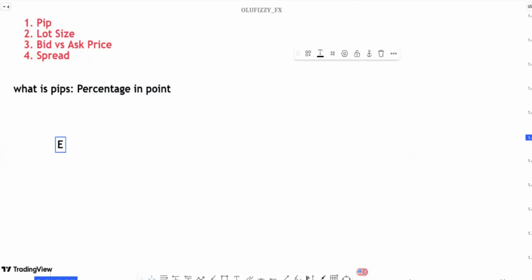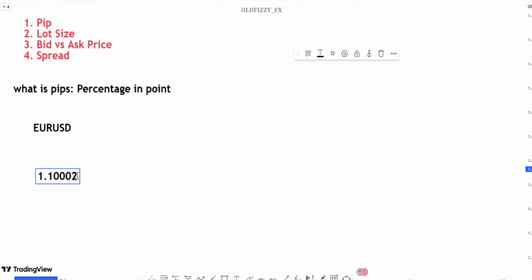Now let's say, for example, we have EUR/USD, and the price is 1.1000. After this decimal point we have 1, 2, 3, 4, four numbers after the decimal point. On your TradingView or your MT5, you might see five, but the counting starts from the fourth one. This fifth one doesn't really count.